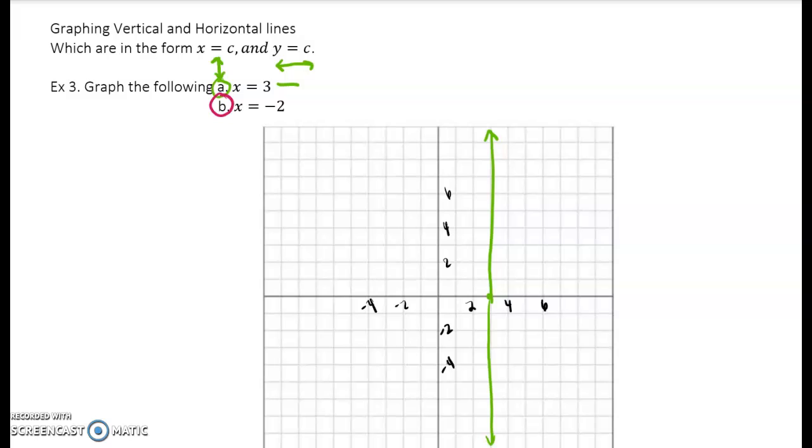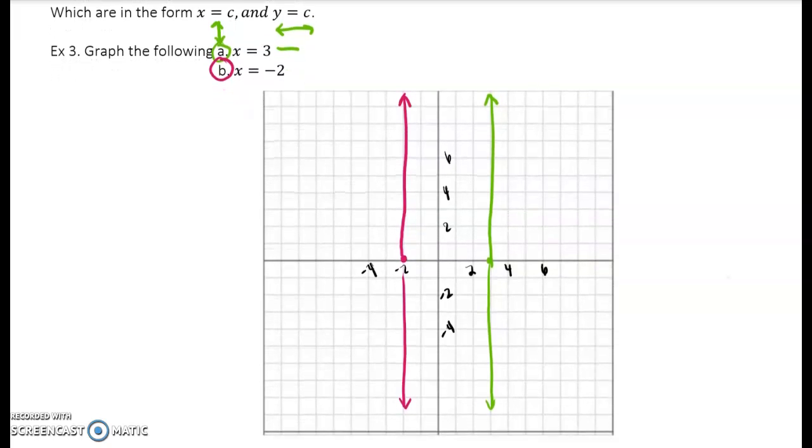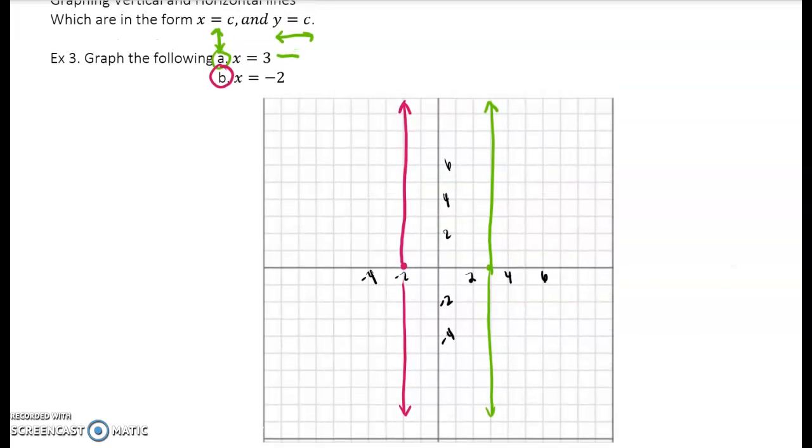And then my next one, I'll do that one in red. So x equals -2. So you're going to find again -2. And then you're going to draw a vertical line through -2. All right, and then we actually need to do a couple horizontals, so I'll just do that as C. Let's say y equals 5. So that's a horizontal line. So you're going to go ahead and find 5 on the y-axis, and then you just draw a horizontal line through y equals 5. And that's it.